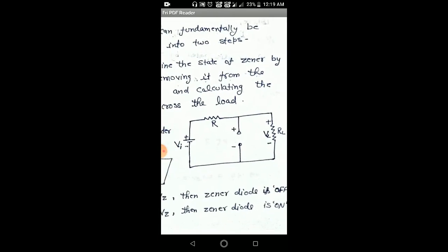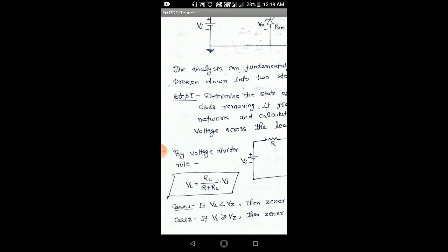Here the Zener diode acts as an open circuit because it is removed from the circuit. So the voltage across the load RL can be found by the voltage divider rule. Here the resistor R and the load resistor RL are in series. So we can find the voltage across RL, that is VL, by the voltage divider rule: VL equals RL upon R plus RL, into Vi.